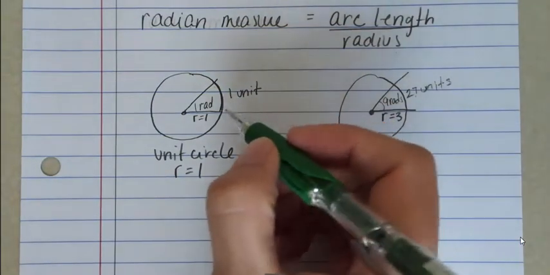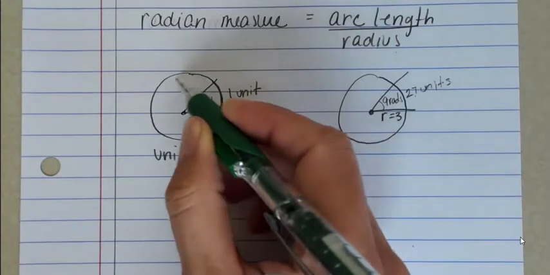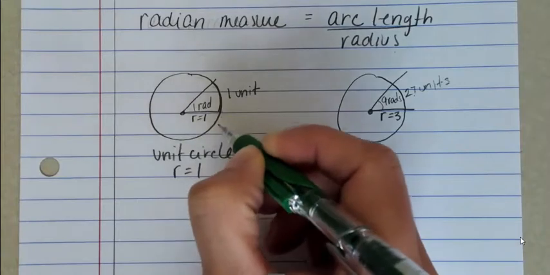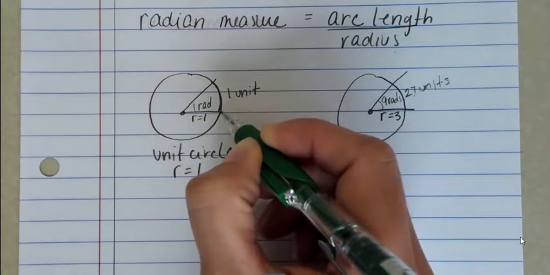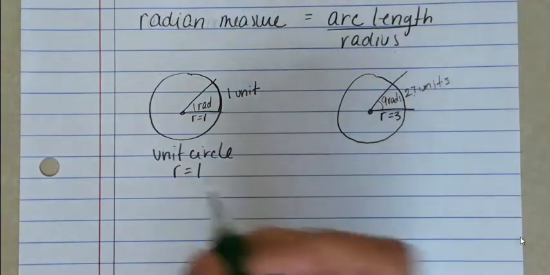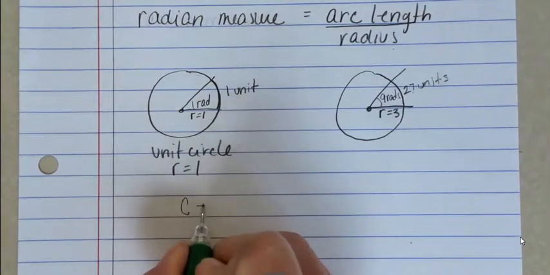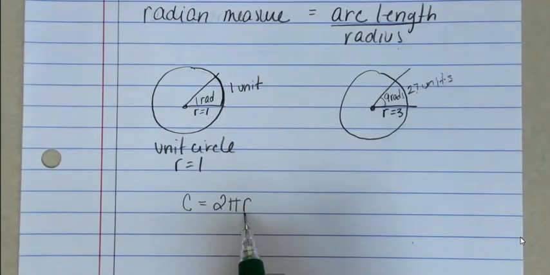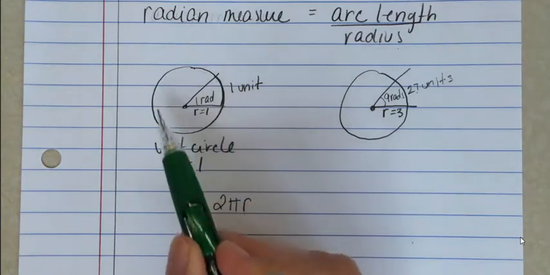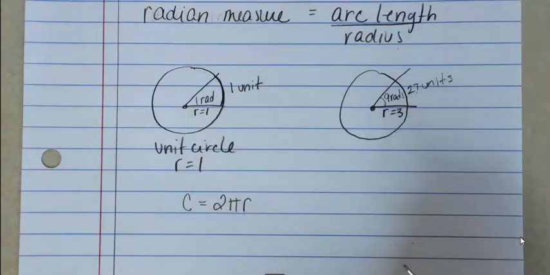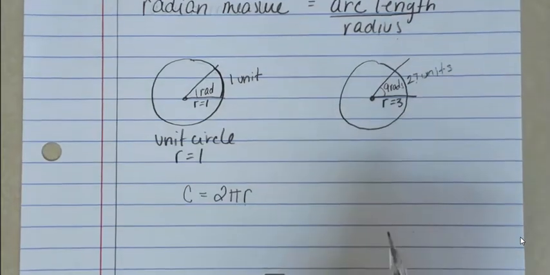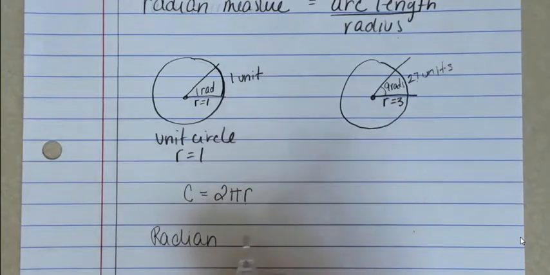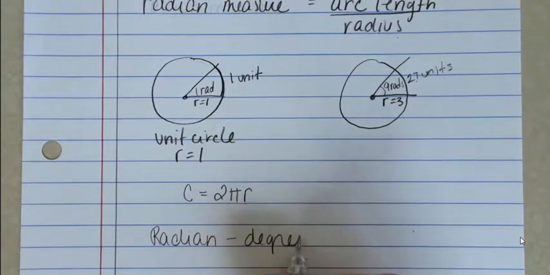Now again, if I'm talking about the unit circle, and I talk about an entire revolution around, well, what's the length of the arc subtended by an entire revolution around? Okay, well, that would be called the circumference, right? And we know that circumference is 2 pi times the radius. And in the unit circle, the radius is 1. So we know that an entire revolution around this circle is going to be 2 pi radians. So that leads us to, how do we convert between radians and degrees? So radian degree conversion.